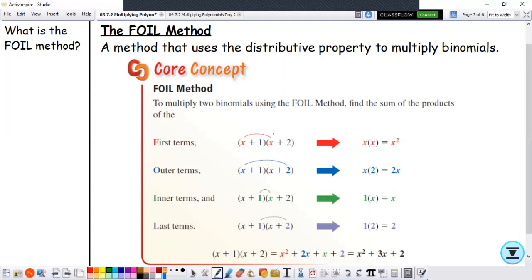So in this case, x times x is x squared. The outer terms, in this case, x times 2 to give you 2x. The inside terms, 1 times x to give you x. And then the last terms of each binomial, 1 times 2 to give you 2. And then each of these terms, they've written them across the bottom here. If we have like terms, like we do with 2x plus x, we combine them to simplify our polynomial, in this case, 2x squared plus 3x plus 2.